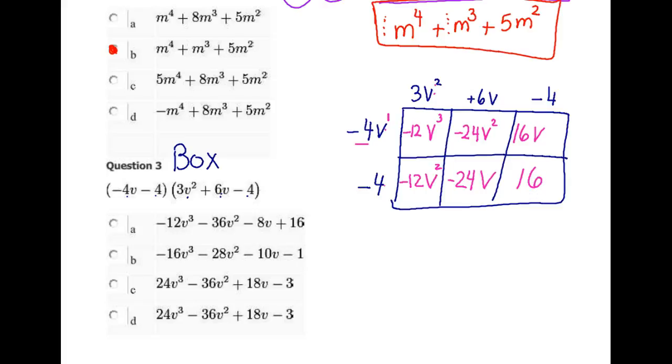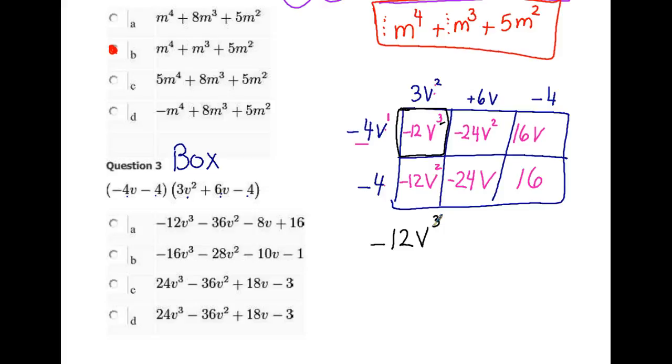Okay. Now, we have to combine like terms. Again, like terms means same base, same power. Let's look at the greatest power, since we're going to have to put it from greatest to least. My greatest power is 3, and it's the only term that has the 3. So, no work done here. So, negative 12v cubed.